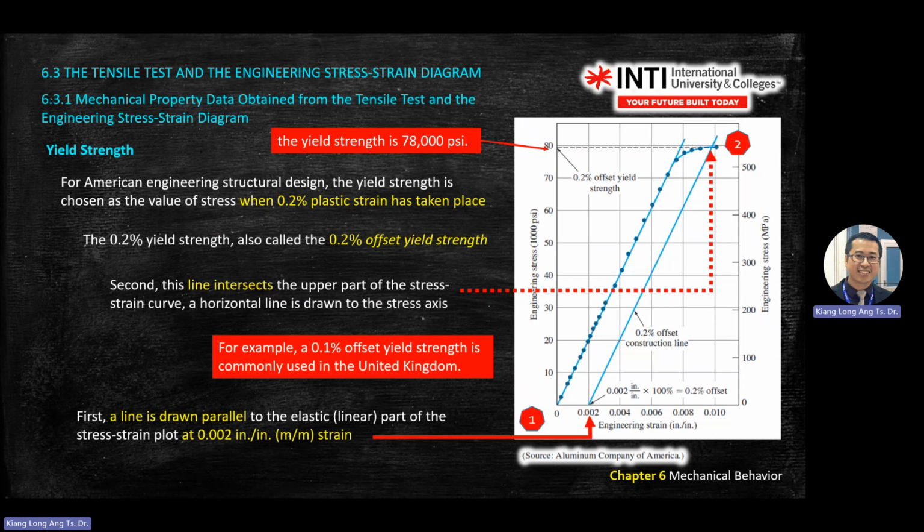If you work in the UK, they use 0.1%. What does 0.1% mean? Same, you shift to 0.001 and draw another line. It means you accept a lower plastic value or yield value in your design, so you'll be more conservative in your design. Very conservative, and you're confident in the strength. You're confident in your products.